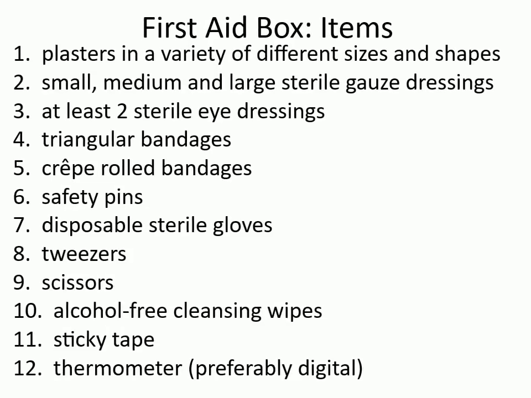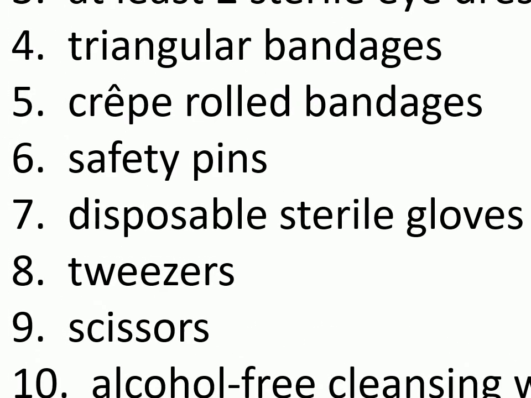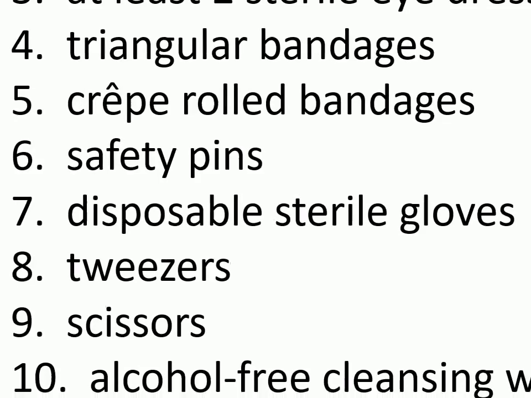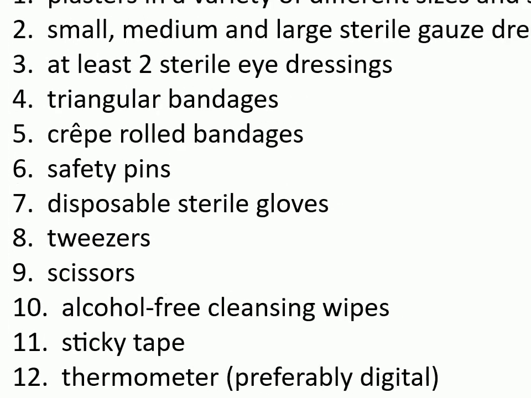First aid box items: plasters in a variety of different sizes and shapes, small, medium, and large sterile gauze dressings, at least 2 sterile eye dressings, triangular bandages, crepe rolled bandages, safety pins, disposable sterile gloves, tweezers, scissors, alcohol-free cleansing wipes, sticky tape, and a thermometer, preferably digital.